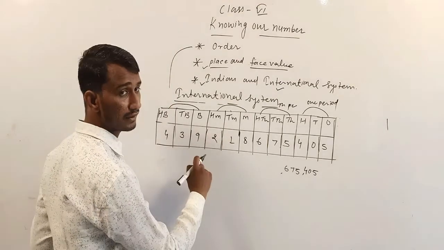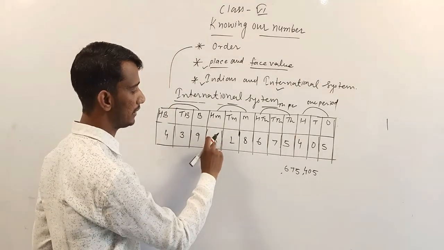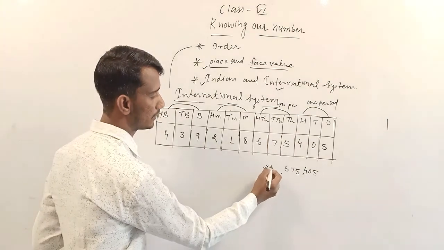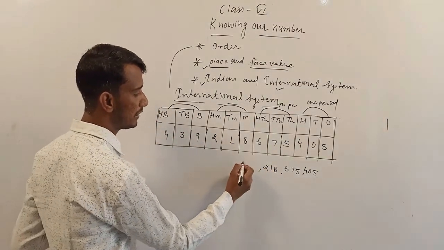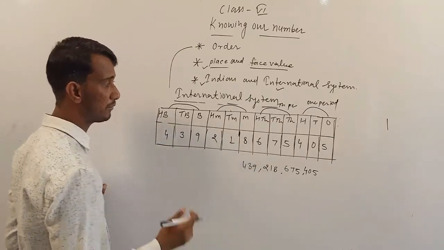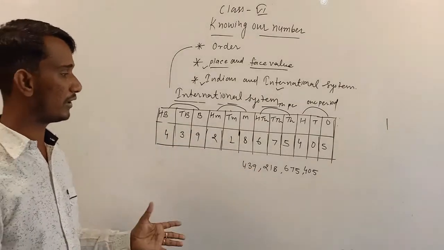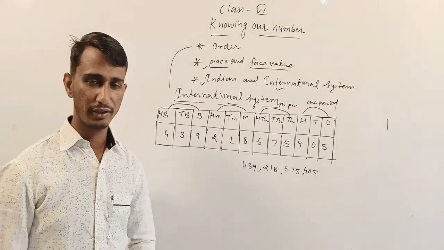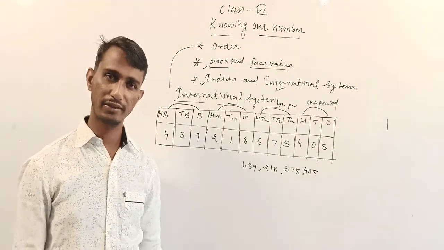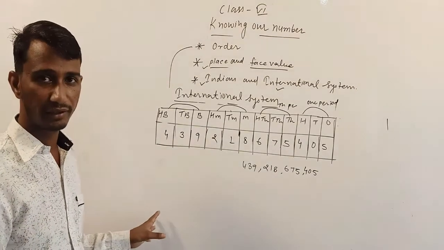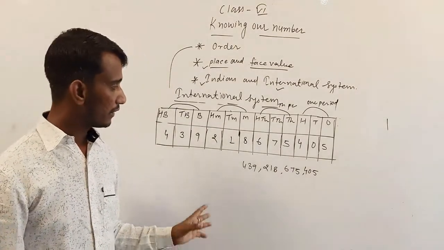Next, in the millions period, 2, 1 and 8 are given, and in the next, the billions period, 4, 3 and 9 are given. In the international system, we put the comma after every three digits. This is a very easy concept to learn.